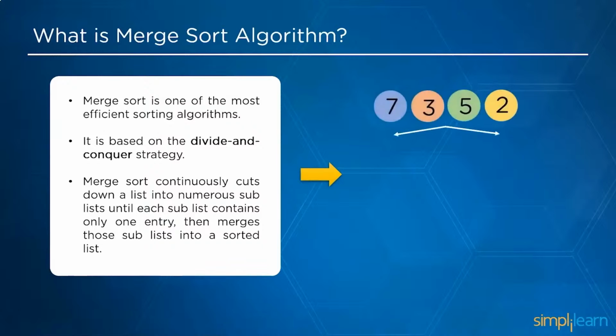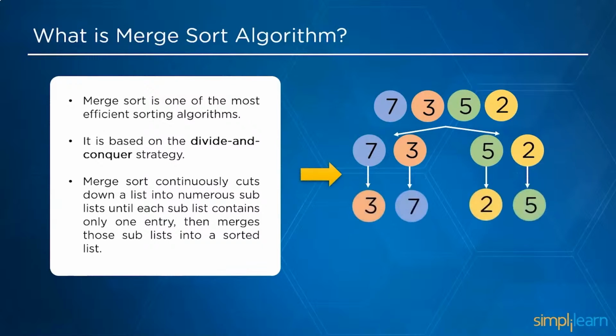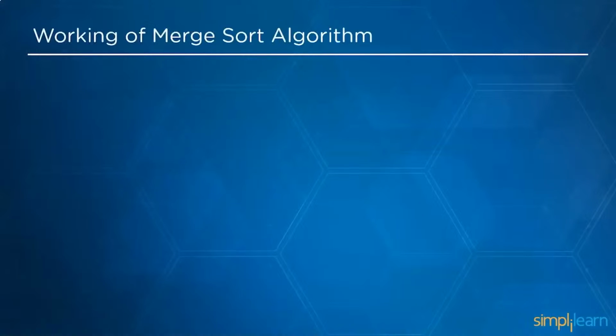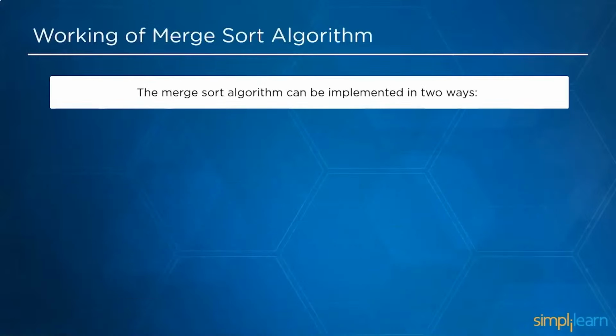There are 4 elements on my screen. We have 7 and 3 in the left half and 5 and 2 in the right half. After dividing the 4 elements in half, we combined all the items in ascending order, that is 2, 3, 5 and 7. In the next segment, we are going to understand how it happened and we are going to learn the working procedure of merge sort algorithm.